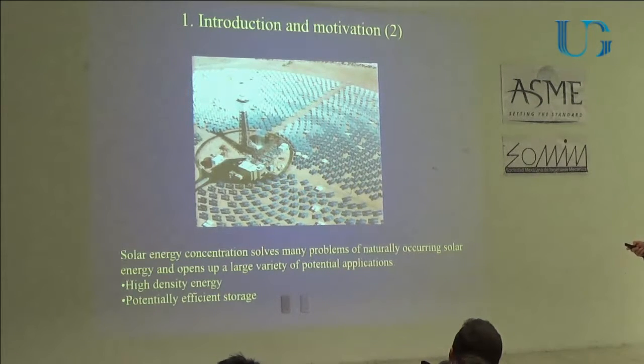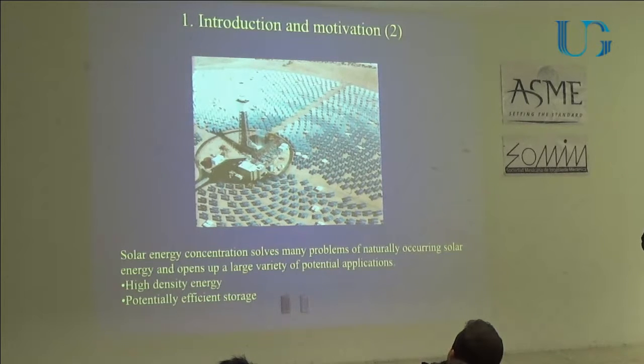So what have people proposed to improve the usefulness of solar energy? There are very many, but I'm just going to talk about one of them. Solar energy concentration solves many problems of naturally occurring solar energy and opens up a large variety of potential applications. For instance, and this is what I'm going to focus on today, with the concentration we have high density energy. And another feature is that potentially we can make an efficient storage of the energy.